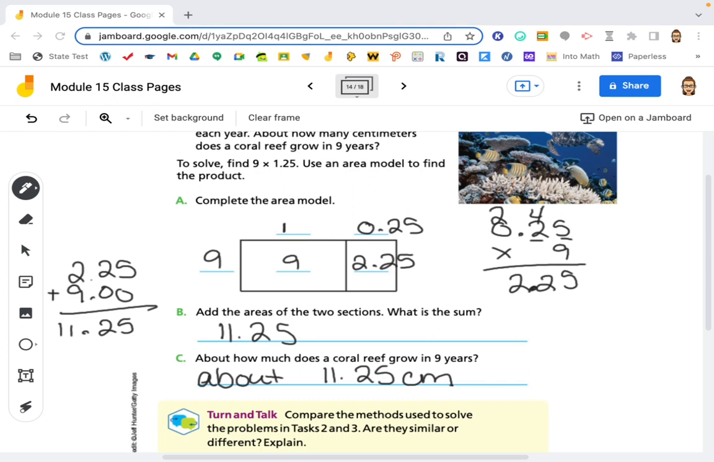That is all for today's lesson. Hopefully now you're able to multiply a decimal by a one-digit whole number using the distributive property, partial products, and an area model. And remember, in order to be a math person, all you have to do is be a person and do math.